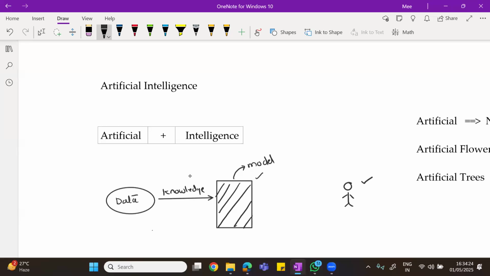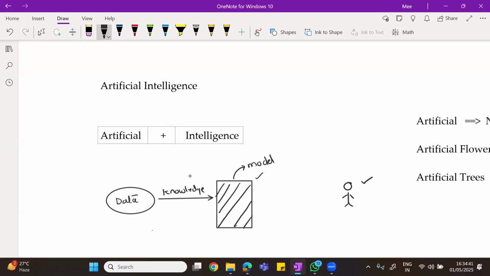Okay. So in simple terminology, what is data science? Extracting knowledge. You can remember it like this. Extracting knowledge from where? From data. And what are you doing with that knowledge? Giving it to the model, so that the model will become intelligent.